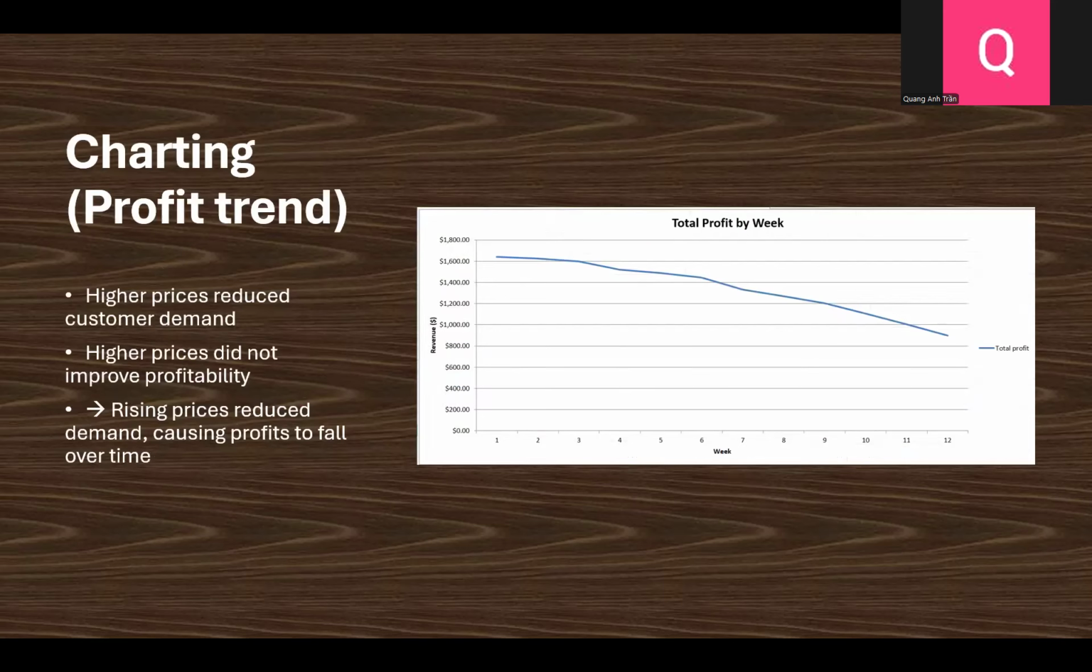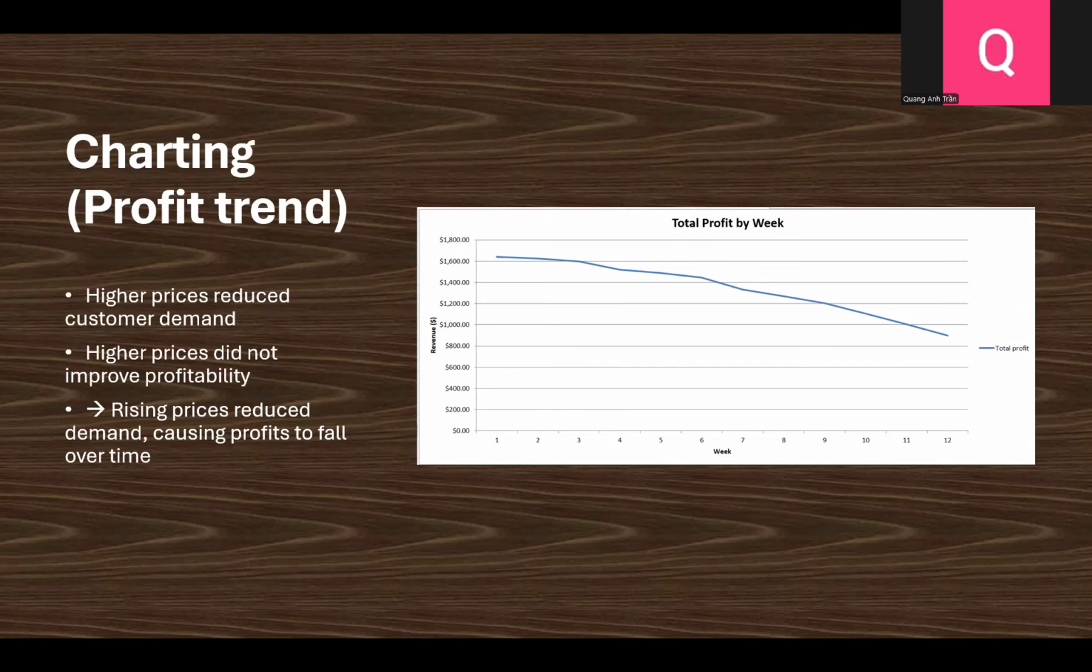Here, I use Excel charting to analyze how profits change over the 12-week period as price increases. Although the cafe raised its coffee price each week, the profit trend shows a clear and consistent decline over time. This tells us that even though the cafe earned more revenue per cup, the drop in customer demand was stronger than the benefit of increasing the price. As a result, total profit fell from around 1,640 in week 1 to approximately 900 by week 12.